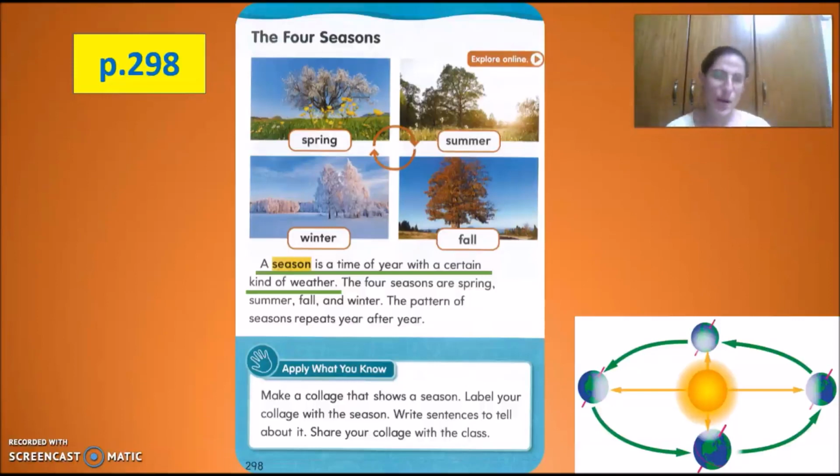How many seasons do we have? We have 4 seasons. What are these 4 seasons? Either fall, winter, spring, and summer, or spring, summer, fall, winter. Clear? So, spring, summer, fall, winter, or fall, winter, spring, and summer. Clear? So far, so good?